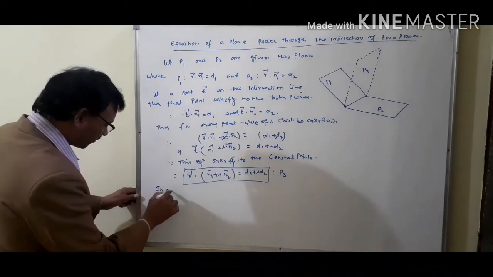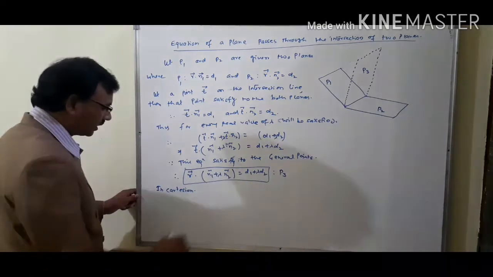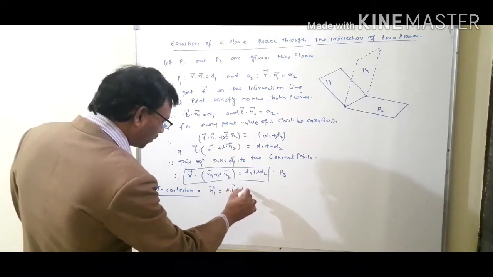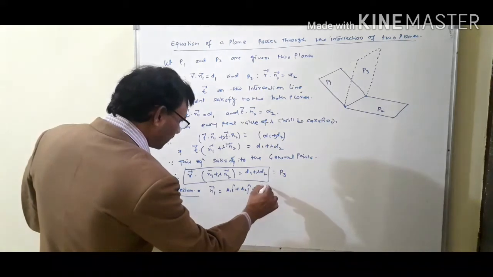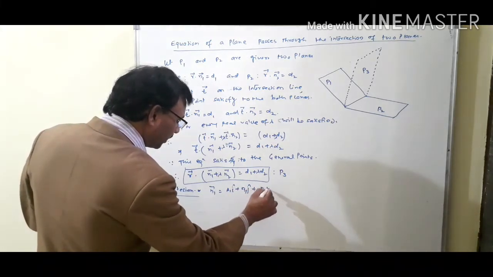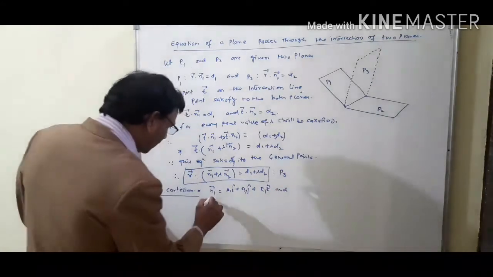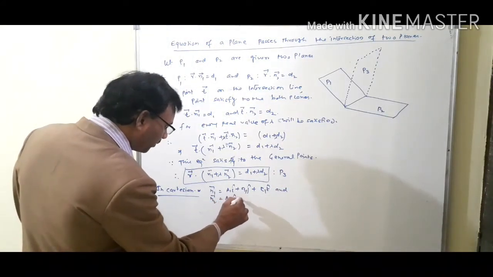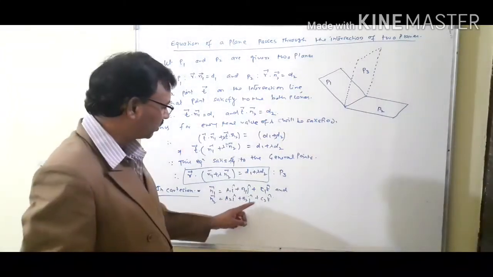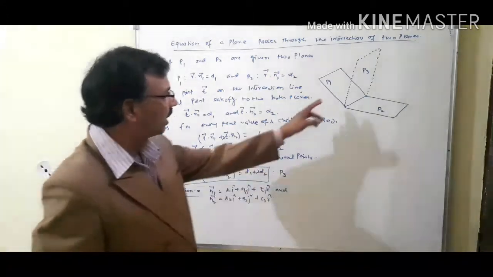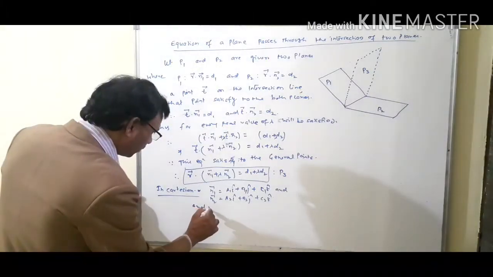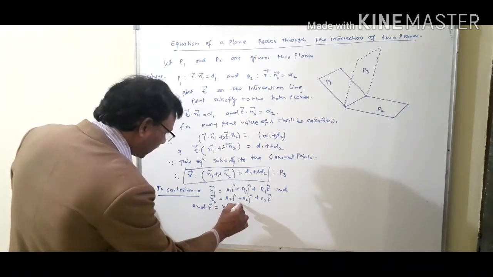In Cartesian form, here n1 equal to a1 i cap plus b1 j cap plus c1 k cap, and n2 equal to a2 i cap plus b2 j cap plus c2 k cap, where a1, b1, c1 and a2, b2, c2 are the direction ratios of the normals of planes P1 and P2, and vector r equal to x i cap plus y j cap plus z k cap.